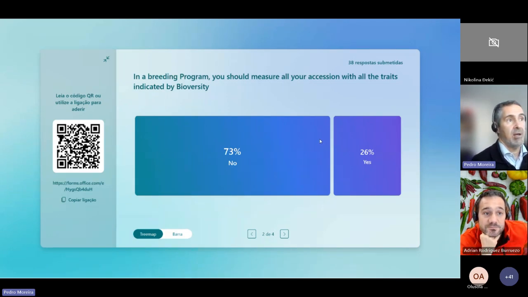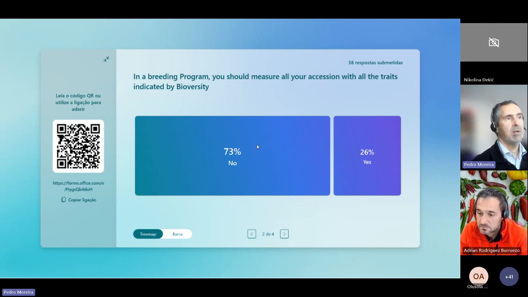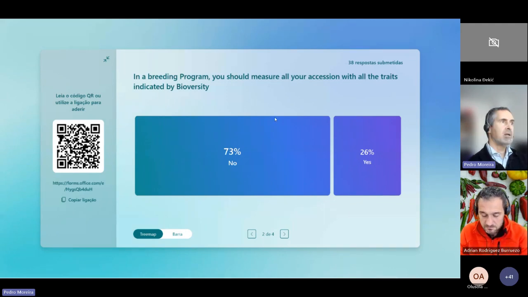Generally, as I told you, it depends on the resources that we have. If we spend all the money doing all the measures, probably we will not have the time to concentrate on the key traits.